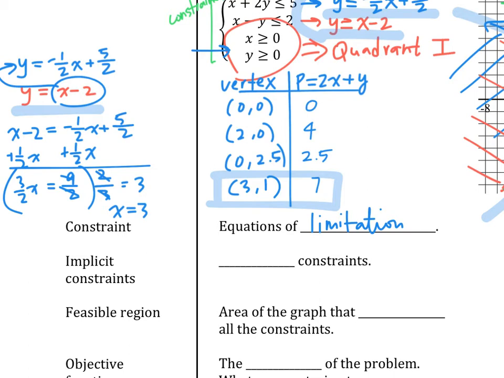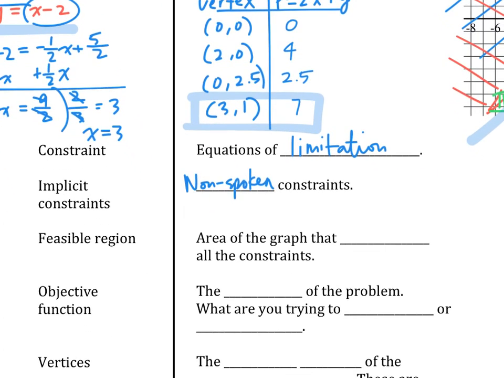So this is kind of a non-spoken constraint, maybe. So you know that if the question is asking you for how many pencils and pens, you would have to say it has to be a positive number or they have to be integers. So that's the constraint. You cannot actually have negative pencils, right? So that's called implicit constraints. Feasible region means the area of the graph that satisfies all the constraints.